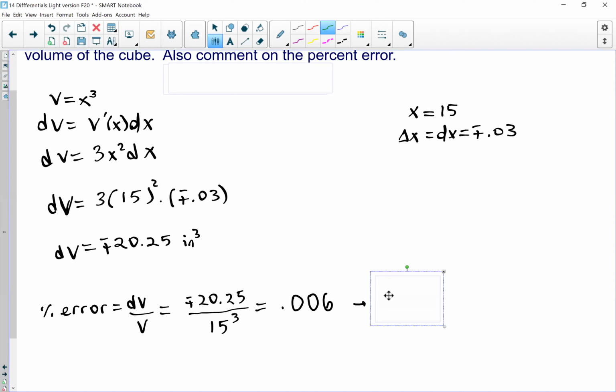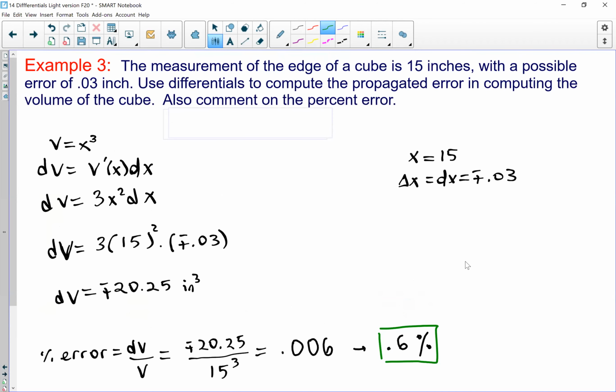So basically the change in volume is less than 1%. It's almost half a percent, slightly over half a percent. So if each side of the cube is 15 units, and there's a slight change of 0.03 on the side length of the cube, we're determining that the entire volume would change very, very little, roughly by 0.6%.